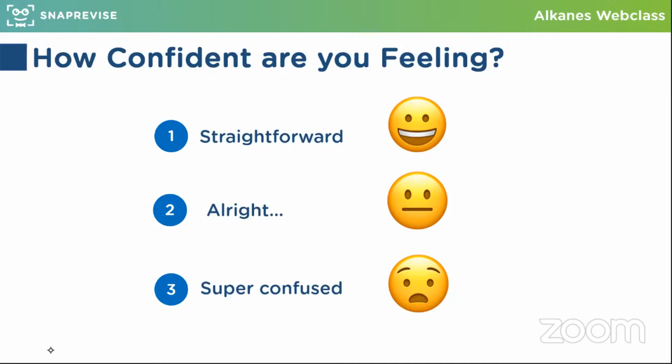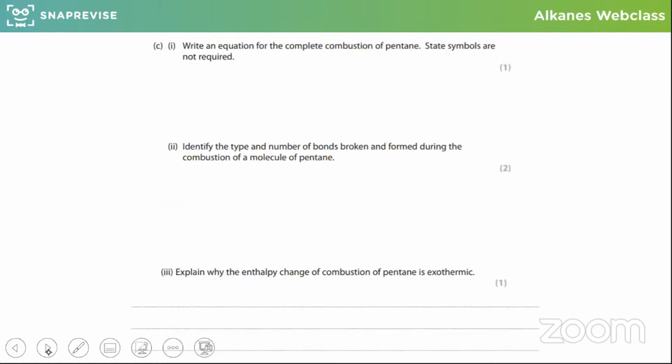Lovely. Okay, let's see if we can do at least maybe one page of questions on this then. So, exam questions. Write an equation for the complete combustion of pentane. State symbols are not required, so that's good. Can you show me an equation for the complete combustion of pentane? No need for state symbols.